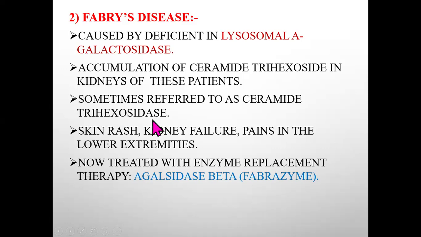So that is the name of the enzyme, okay? So you have what? The enzyme is lysosomal alpha-galactosidase, or you can also call it what? Ceramide trihexosidase. So you have skin rash, kidney failure, pains in the lower extremities, and you can now treat it with enzyme replacement therapy, okay? Agalsidase beta is the enzyme that you give as a therapy, which is in the form of what is called Fabrazyme, okay?